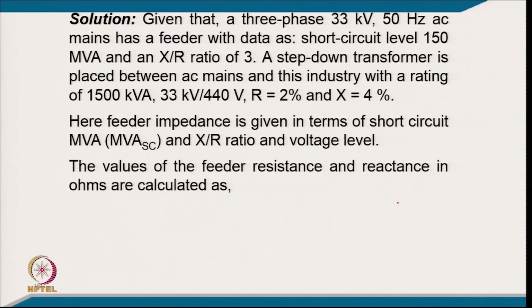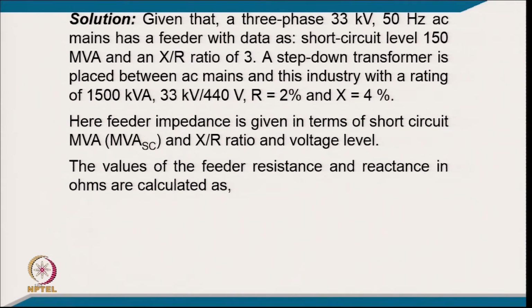So, we can find out the corresponding resonance condition. Coming to the numerical part of it, given that a 3-phase 33 kV 50 hertz AC mains has a feeder with the data as short circuit level of 150 MVA and X upon R ratio of 3, a step down transformer is placed between the AC mains and this industry with a rating of 15 kVA, 33 kV by 440 volt, resistance of 2% and reactance of 4%. Here the feeder impedance is given in terms of short circuit MVA, that is MVASC, and X upon R ratio and voltage level.